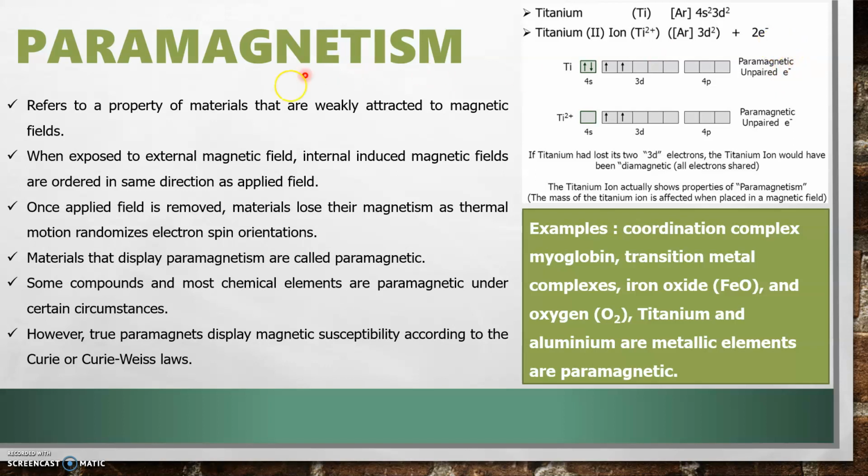So paramagnetism refers to the property of materials that are weakly attracted to a magnetic field, and once the field is removed, the materials lose their magnetism. Some examples are coordination compounds like myoglobin that you may have come across, some transition metal complexes that have unpaired electrons, and metallic elements such as titanium and aluminium.